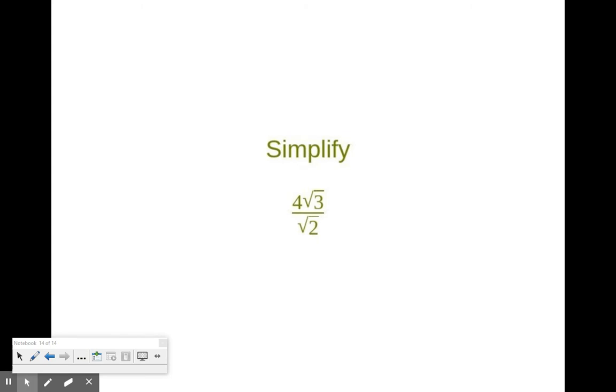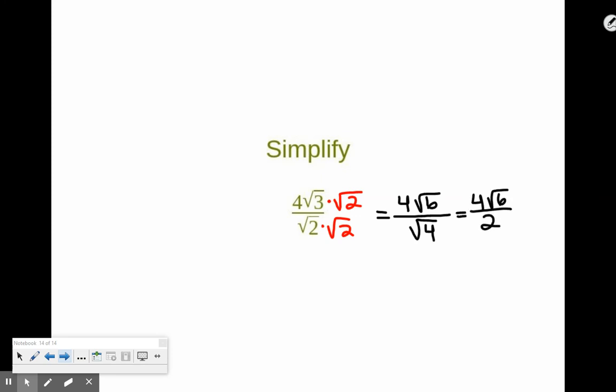So let's do one more like this. Okay, we have the square root of 2 down below, so I'm going to multiply the top and the bottom by the square root of 2. So that means I have up top now 4 times the square root of 6, and down below I have the square root of 4 because 2 times 2 is 4. I'm going to rewrite it as 4 square root of 6 divided by 2. Last, I can simplify 4 divided by 2 to just 2. So my final answer is 2 square root of 6.